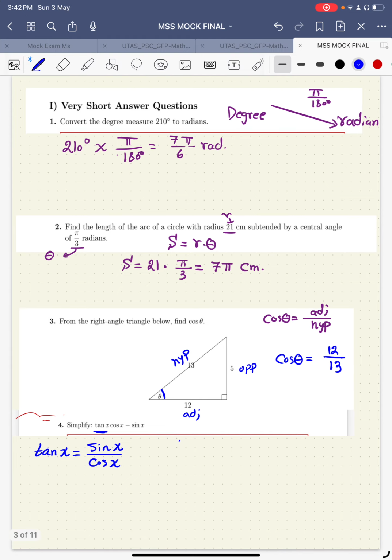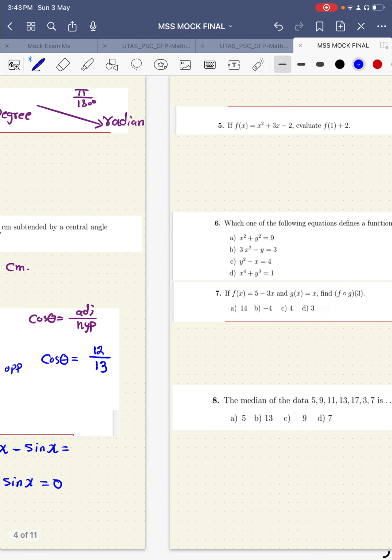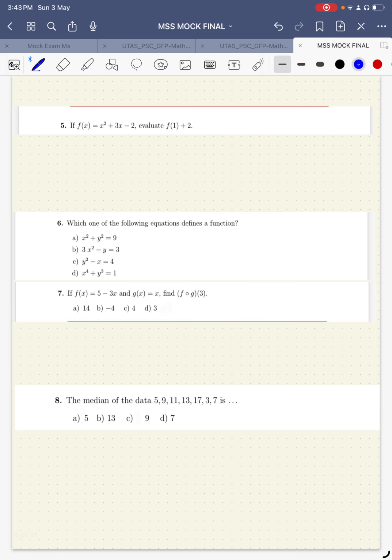So I'm gonna have sine of x divided by cosine of x, times cosine of x, minus sine of x. As you can see, the cosine is gonna cancel with the cosine. I'm gonna end up with sine of x minus sine of x, which of course is gonna give me 0. So now let's go to question number 5.